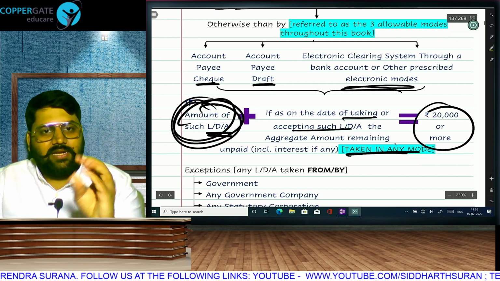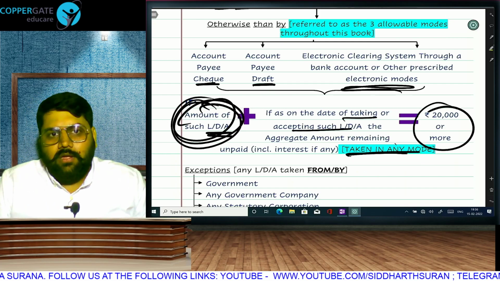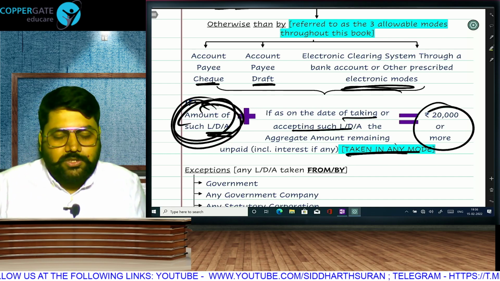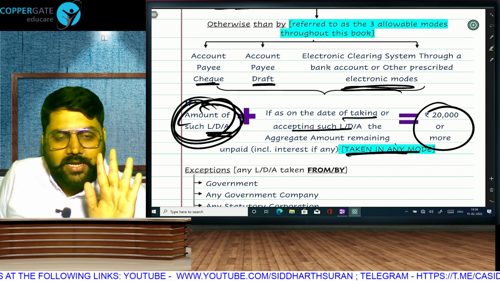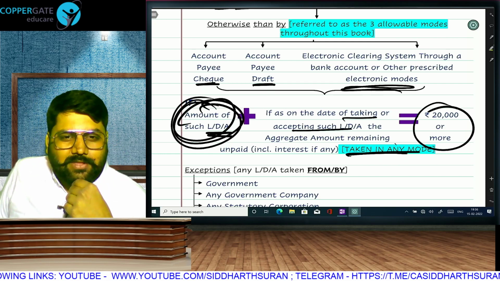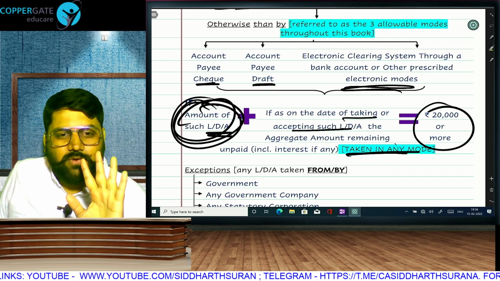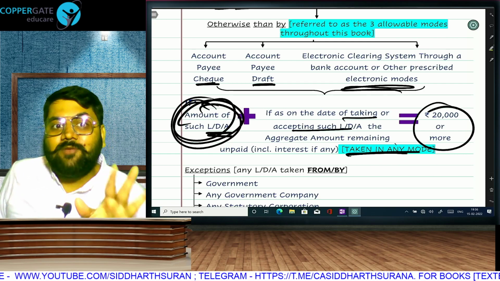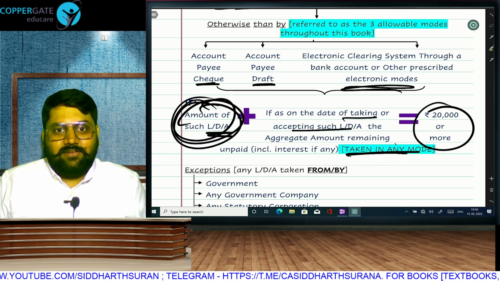In other words, supposing I am taking a 5,000 loan in cash. See, today if I am taking it by check or online, then this section is not applicable. In cash I am taking 5,000. I will check past loans. Say in the past there is 10,000. So the total is less than 20,000, ignore. Say in the past there is 15,000. Now that 15,000 can be in any mode. For the 20,000 limit we will count it.